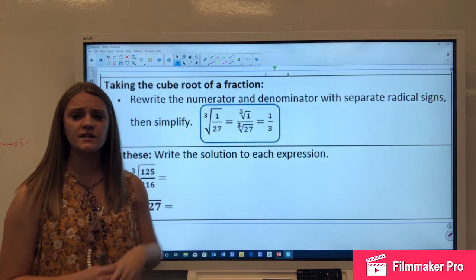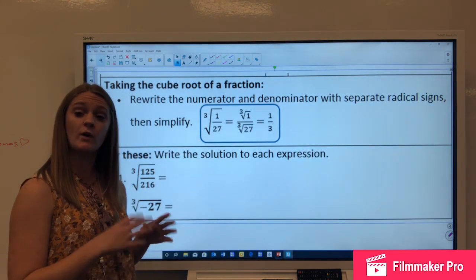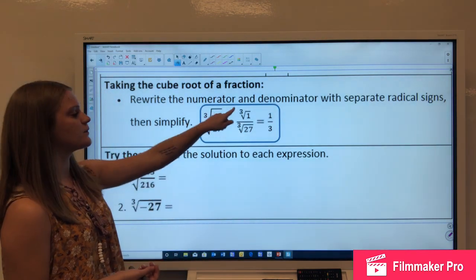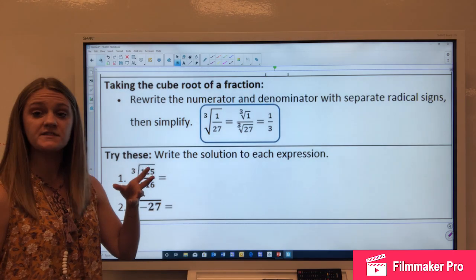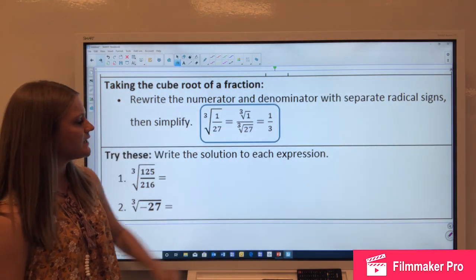So this is how to take the cube root of a fraction. You do the same thing as when you're taking the square root of a fraction. You can separate the numerator and denominator, give them their separate radicals, and solve separately. It's a lot easier. So rewrite the numerator and denominator with separate radical signs.